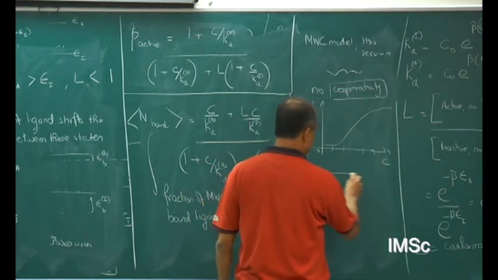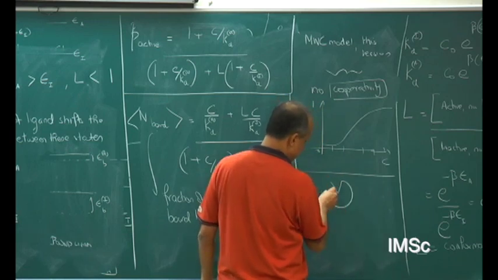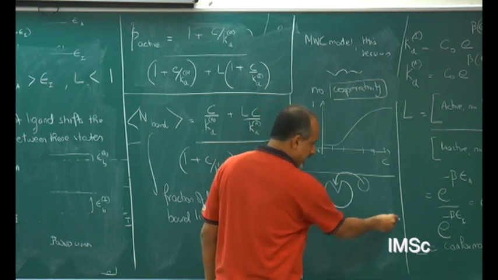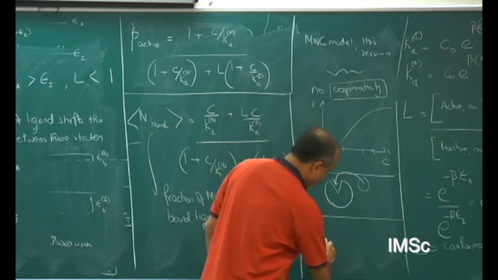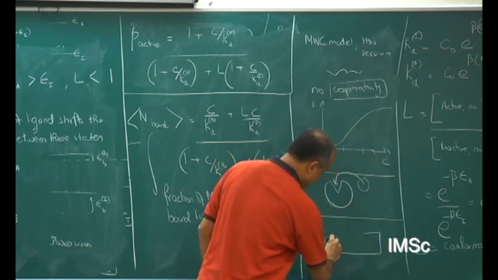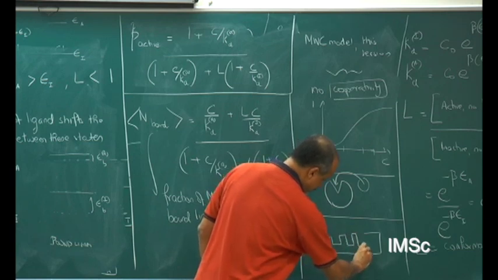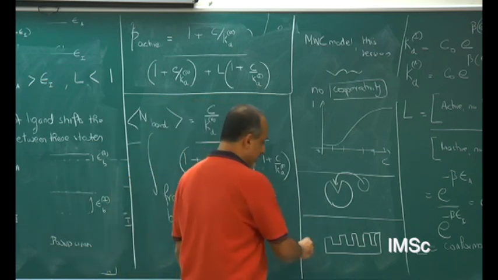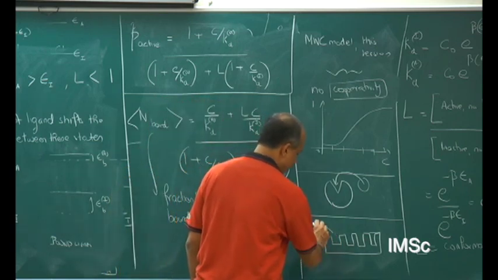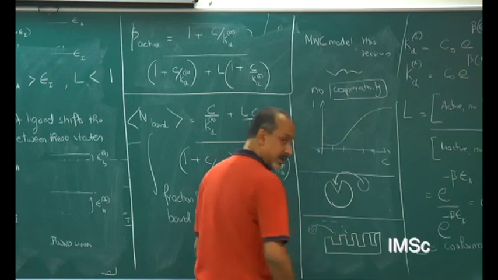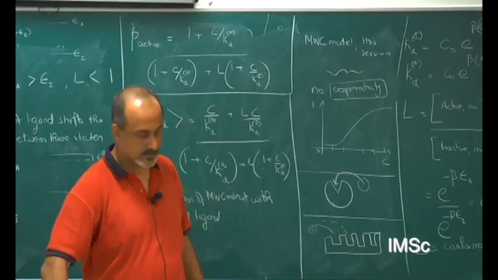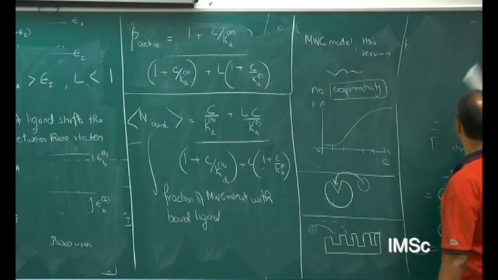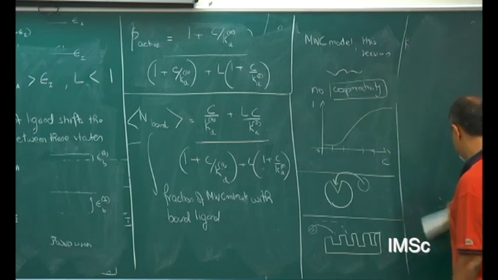Suppose instead of having just one binding site for this molecule, where just one ligand could come and sit there, I had a large number of binding sites. One way of drawing that might be to draw something like this. Here is a binding site, here is a binding site, here is a binding site, and so on. Any one or more of these sites can be occupied by a ligand. Let us imagine that there are small n such binding sites.